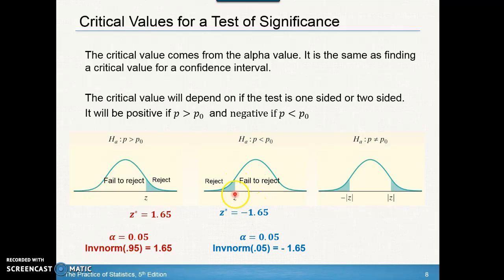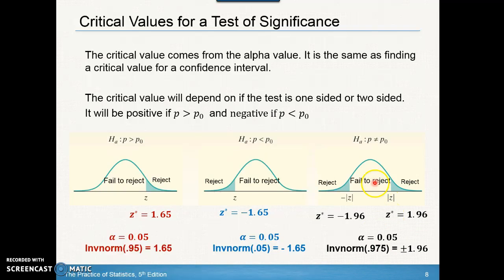To get that alpha value, we just do inverse norm of 0.05, because this z-score right here is separating what we're rejecting and failing to reject. So what is the area under the curve? That's 5%. So we're going to do inverse norm of 0.05. And then for the last one, we have two rejection regions. So we have actually two z-scores, negative 1.96 and positive 1.96. Because if our alpha is 0.05, what that means is I'm rejecting 2.5% of the time up here and 2.5% of the time down here.